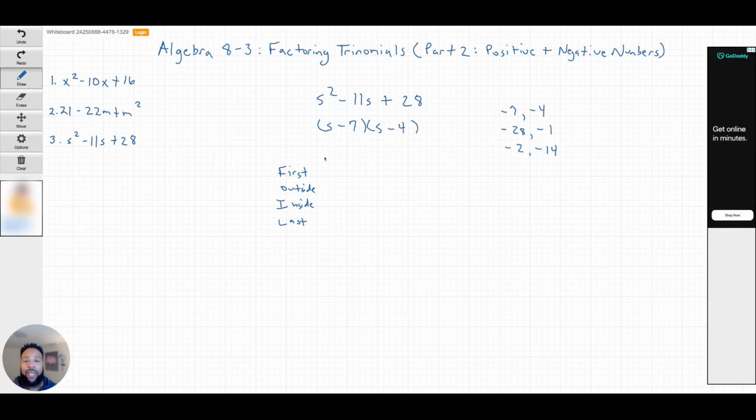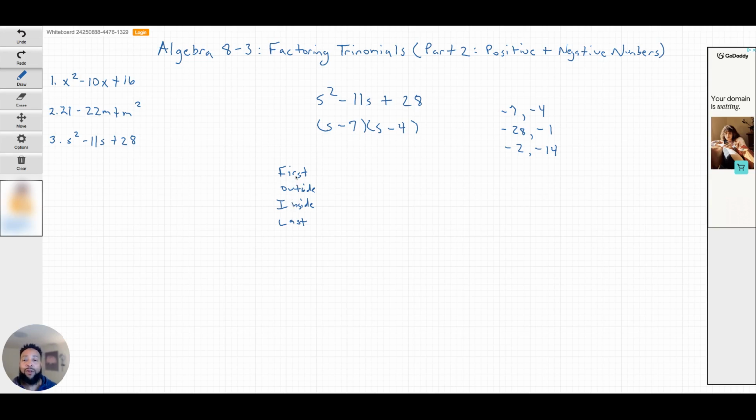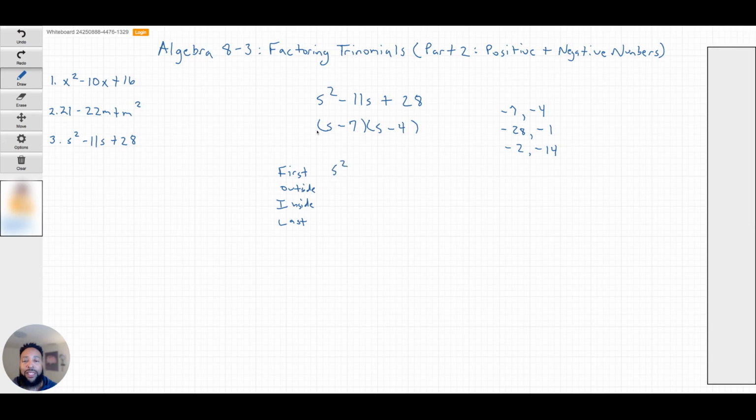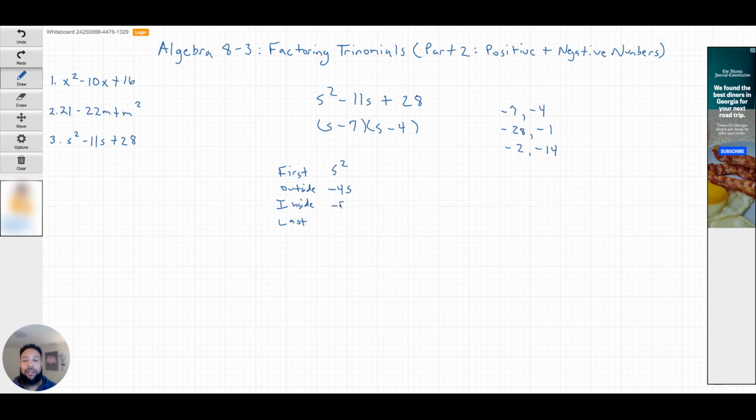And then in order to check it, we're going to use our FOIL method, first, outside, inside, last, to multiply these two binomials together to see what the trinomial is. So our first is s times s, s squared. Our outside is s times -4, which is -4s. Our inside is -7 times s, which is -7s. And our last is -7 times -4, which is a positive 28.